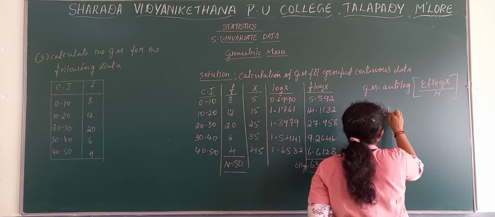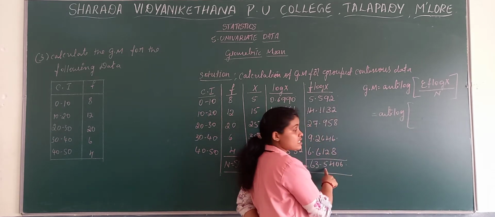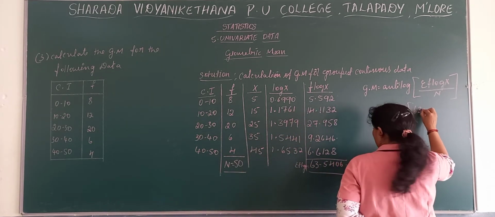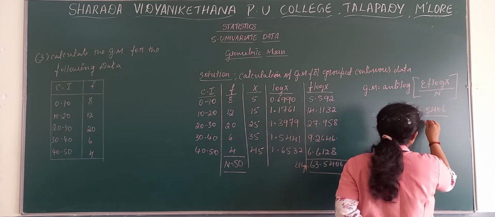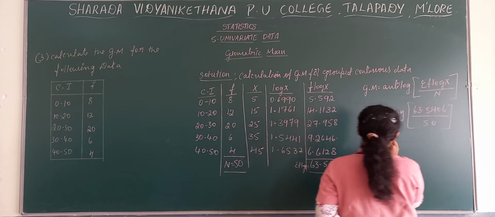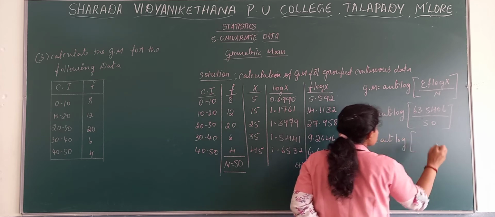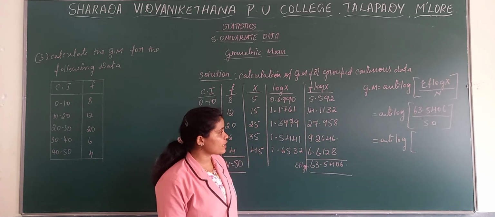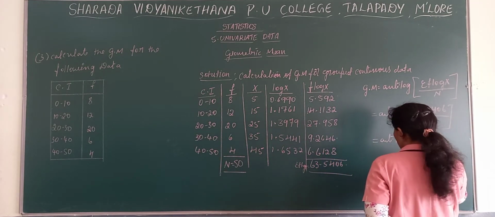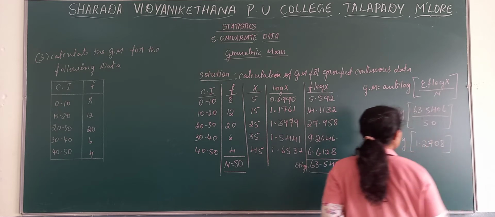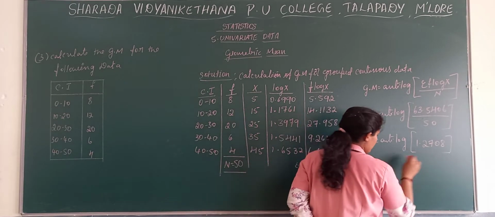Here, anti-log of sigma f log x, that is 63.5406 divided by n, which is 50. Now anti-log of 63.5406 divided by 50, you get 1.2708. Now anti-log of this one.